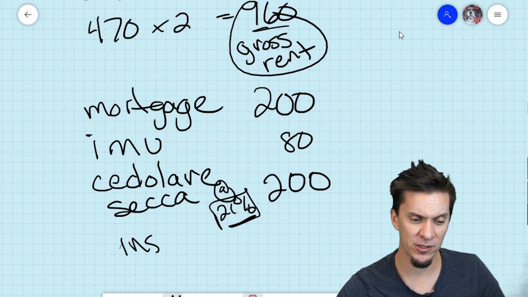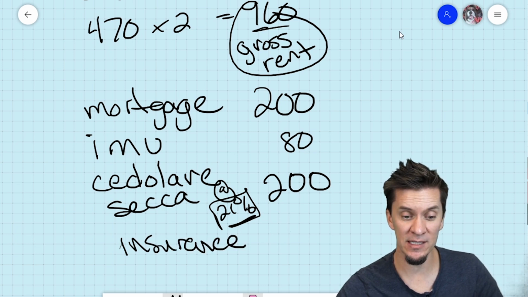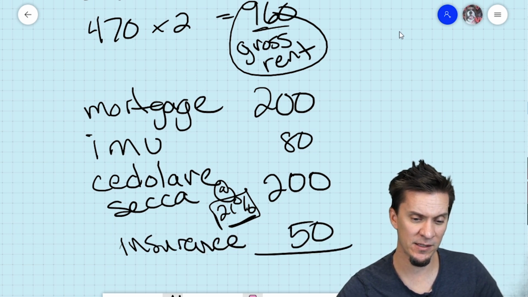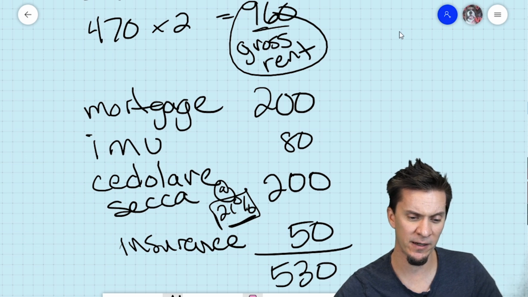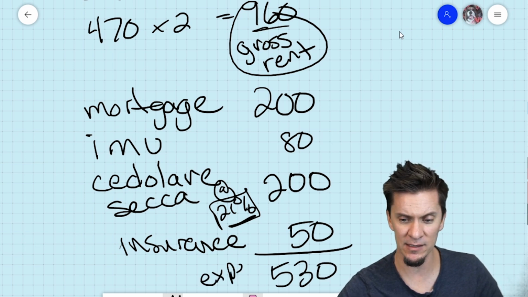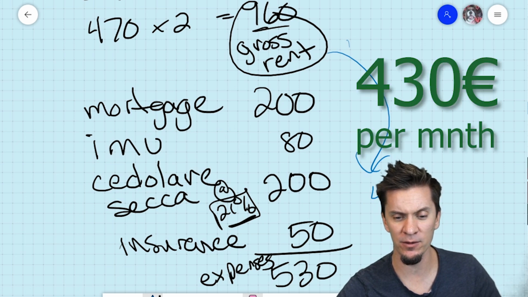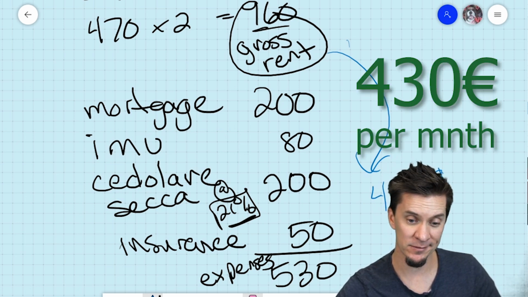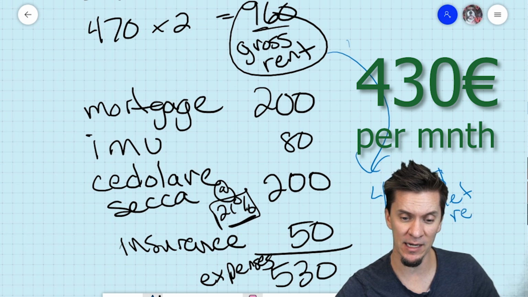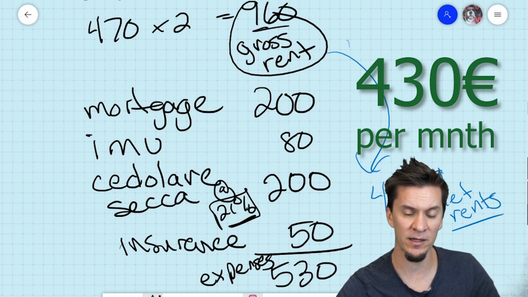And then we have insurance. So insurance is about 50, okay? And so total, it puts us at 530 of expenses. And that's pretty exciting. If I subtract the two, 960 minus 530 actually is a 430 of net rents. This is the actual money that we get to keep in our pocket.